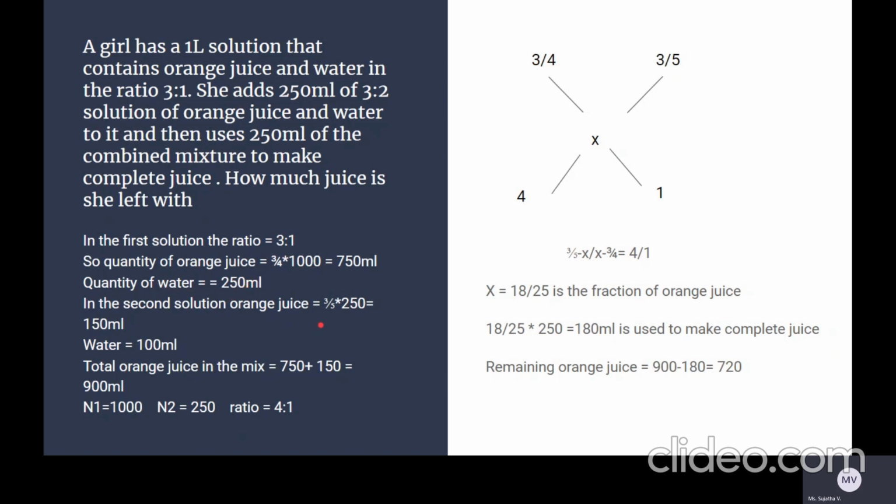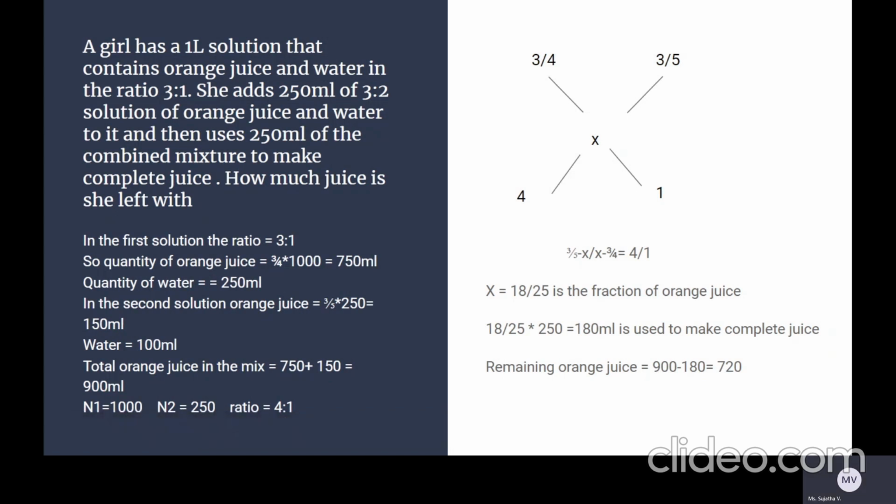In the second solution, similarly, 3:2 is the ratio. So working with that ratio, we get the quantity of orange juice is 150 ml and quantity of water is 100 ml, right? So the total orange juice now in the mixture, once you mix the first solution and the second solution, is 900 ml.